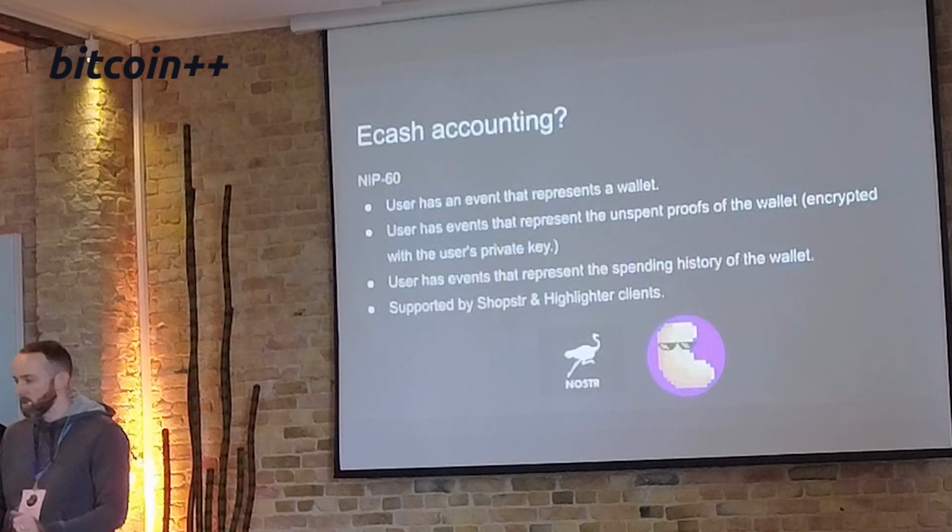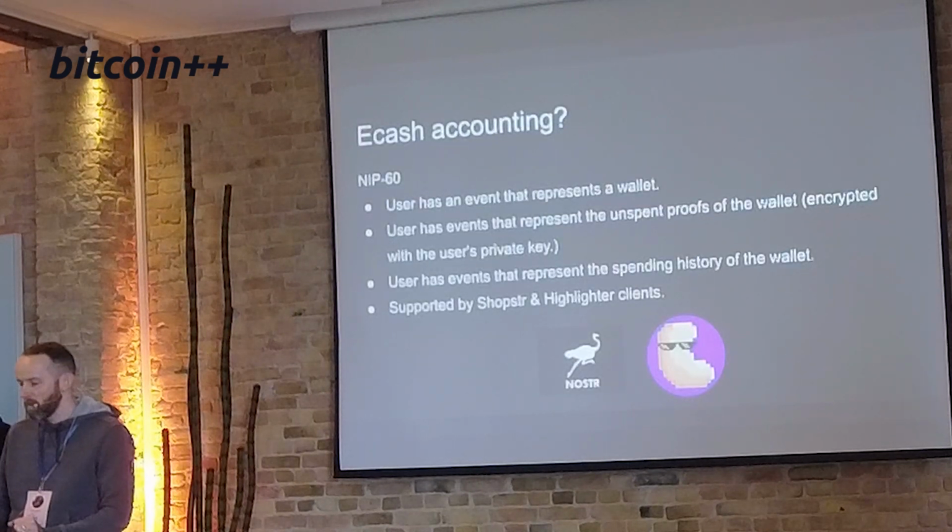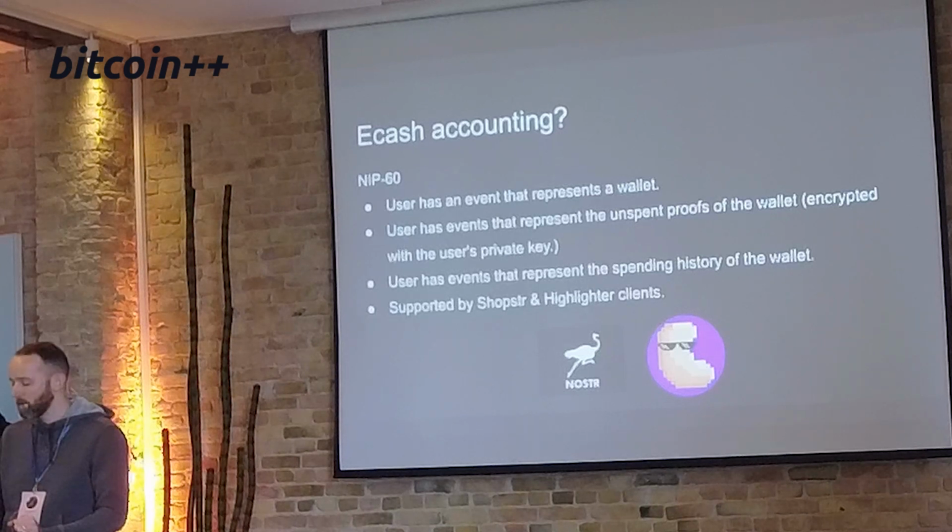And then, obviously, this being an ecash conference, we thought, how would ecash accounting work? Not particularly easy, we learned, but we thought NIP-60 could be a good place to start. And we learned about this from a presentation from Calvadev, the Shopster fella. And yeah, essentially every user has an event that represents their wallet. They have events that represent unspent proofs of their wallet. And then they have events that represent the spending history of the wallet. So this spending history is what Clams is interested in. So we can start there.